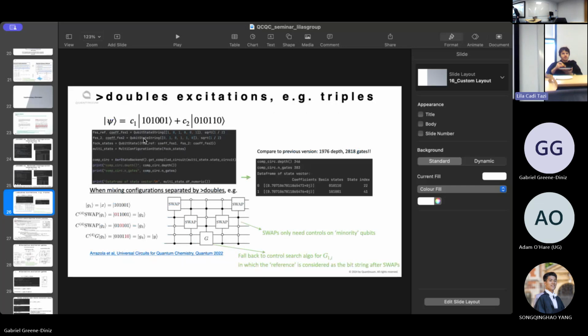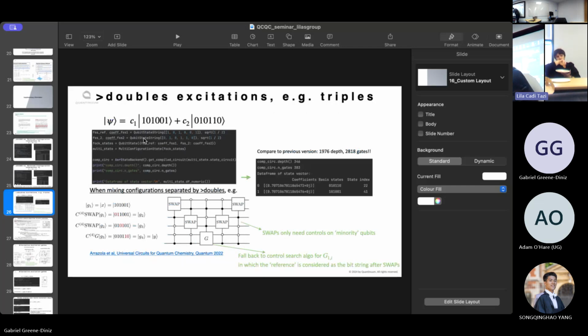What's happening here is, on this side of the circuit, you're going to have this reference state. And with the swaps, you have a series of swaps that swap the zeros and ones of your reference until the swapped reference is one body excitation away from the target reference. Then you apply the one body excitation and then you unswap back. So that's how you can do triples, and with more swaps you can do any excitation.